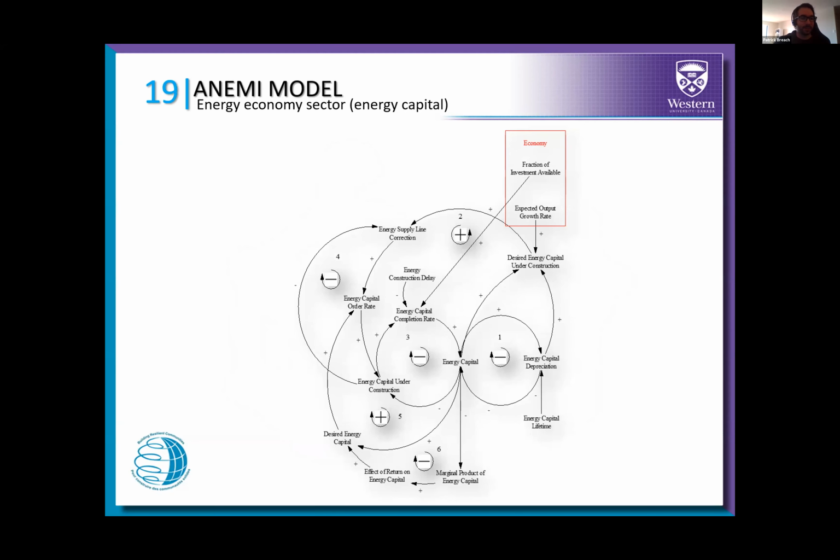And this last component of the energy economy sector is the energy capital sector. And so the capital stocks for the different energy sources are structured in a similar way to that of the goods production capital stock. The main difference is that there's an intermediate stock, which represents energy capital under construction, which after a time delay becomes new energy capital.